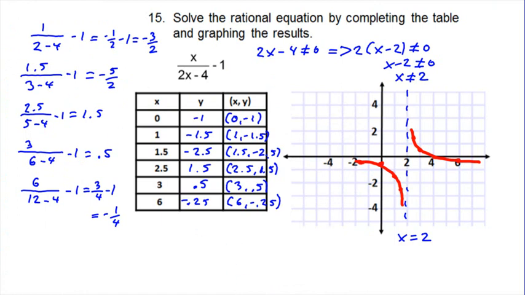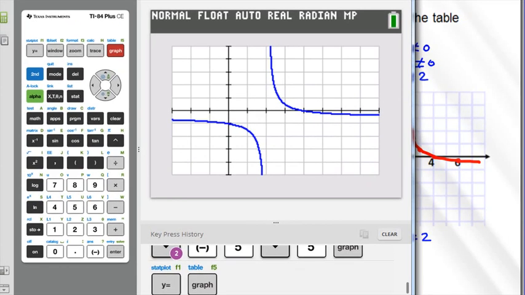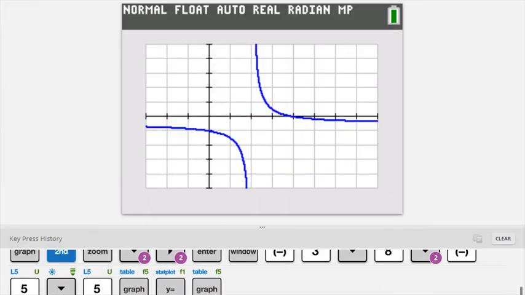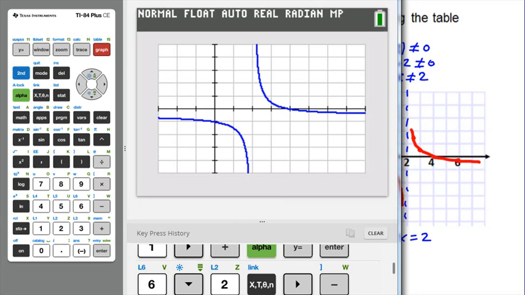Let's see if that came across here. Yeah, it came across pretty well. Oops. Yeah, all the calculators there. That looks good.